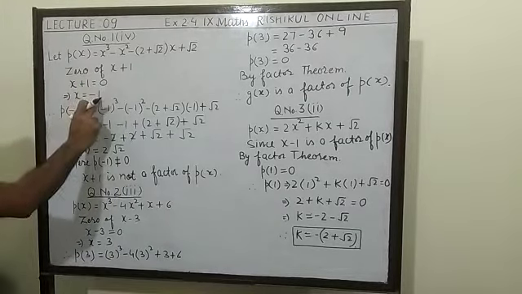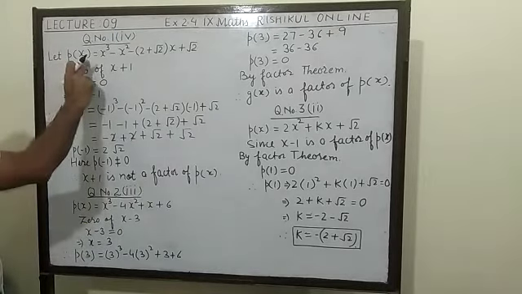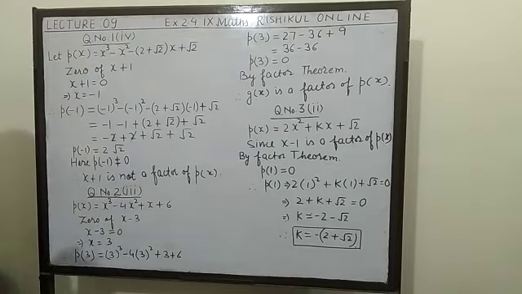You will get minus 1, and put this zero in this polynomial. If after putting it the remainder is equal to 0, then you can say that x plus 1 is a factor. If the remainder is not equal to 0, then you can say that x plus 1 is not a factor.